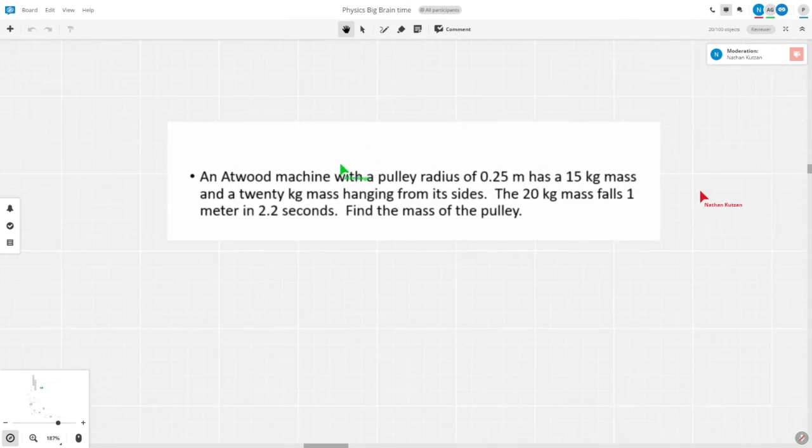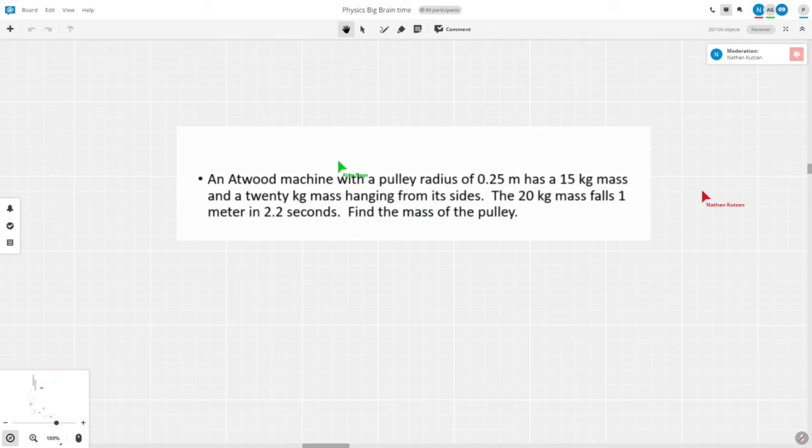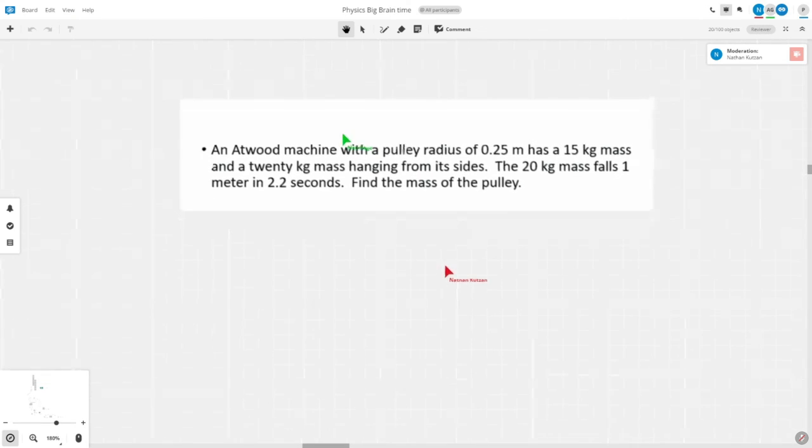50 kilogram mass, 20 kilogram mass, 1 meter, 2.2 seconds, some mass of the pulley. Oh, this is gonna be not fun math. I can tell already. All right, let's start by drawing it out.